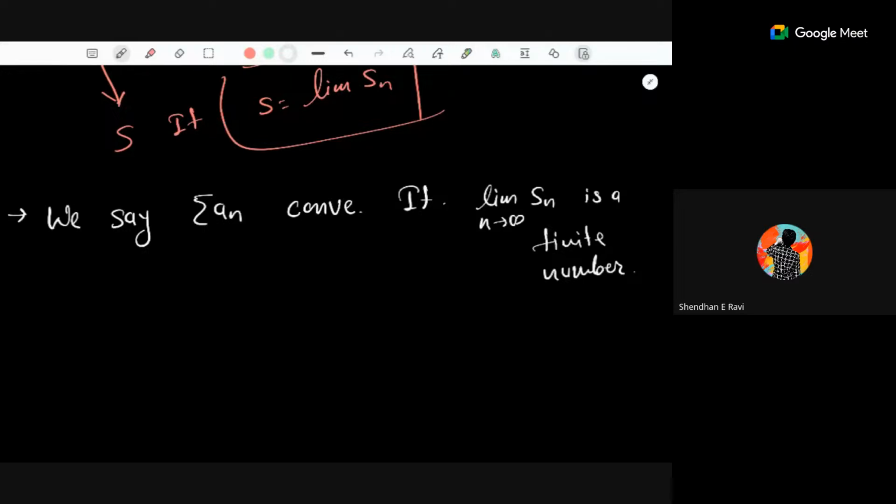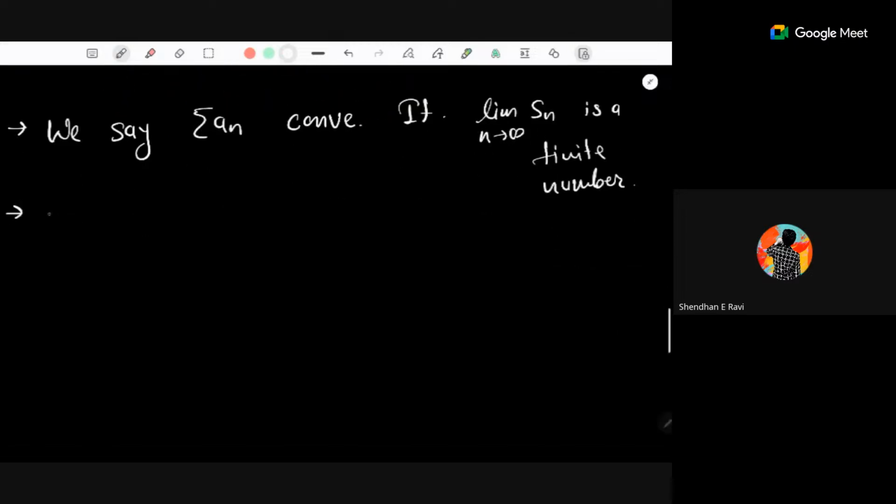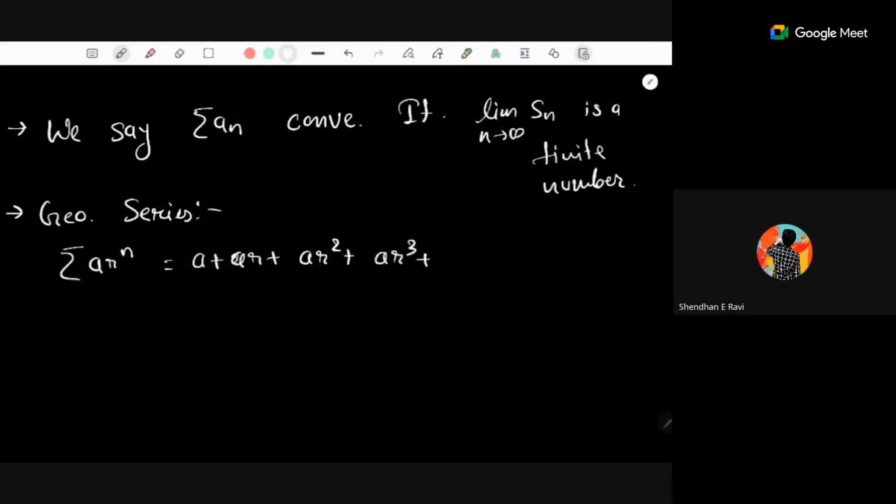The first test is the comparison test. But before this, in our lecture, we have discussed the geometric series. So let's quickly recall it. The geometric series is a series of this particular type, summation a r to the power n. This is nothing but a plus ar plus ar square plus ar cube and so on. This type of series is known as a geometric series with ratio r.